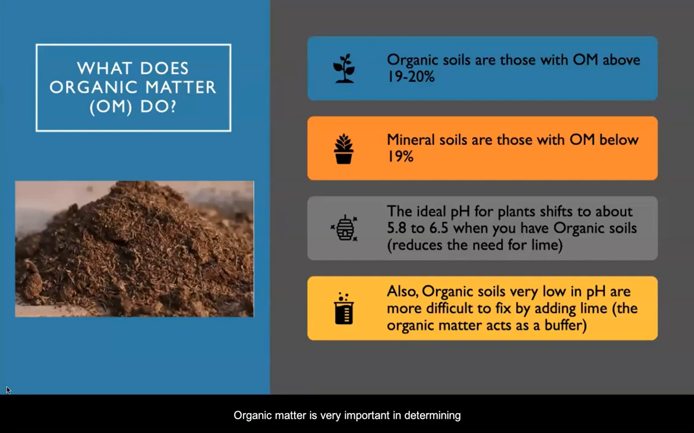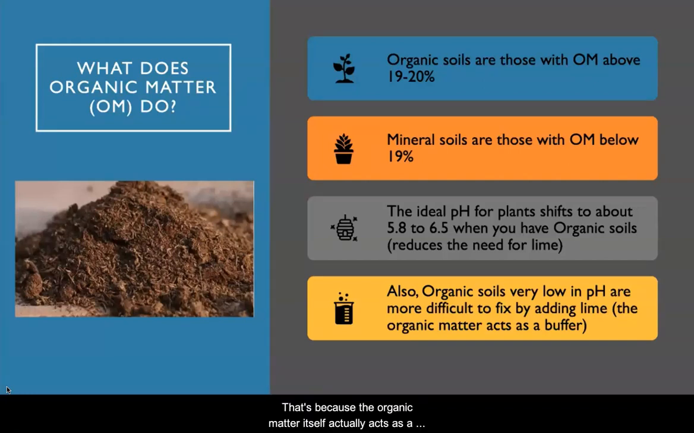Organic matter is very important in determining not only how much nutrients and water soil holds, but it also helps us interpret how we measure all the nutrients that are in it. So if we have a soil that's above 19 to 20% organic matter, that's what we consider an organic soil. It completely changes the way we think about lime and how much lime needs to be added. If we have a mineral soil that's below 19% organic matter, it's a lot more linear in terms of the soil response to lime and other nutrients.